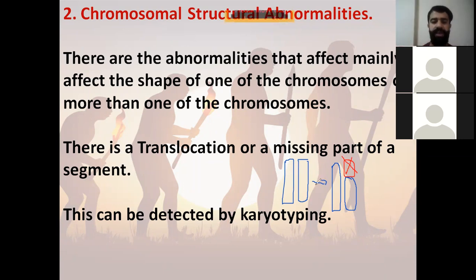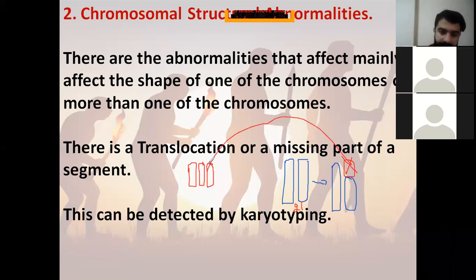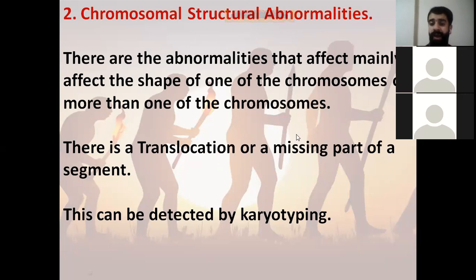What's the meaning of this? If I have two chromosomes, this is chromosome number 21, let's say. So we have a missing part of this chromosome. And in chromosome 18, we have three copies. So maybe this copy was translocated to another pair, to another position. This is the meaning of translocation, and we will see this in the figure. So this can be detected by the karyotype.